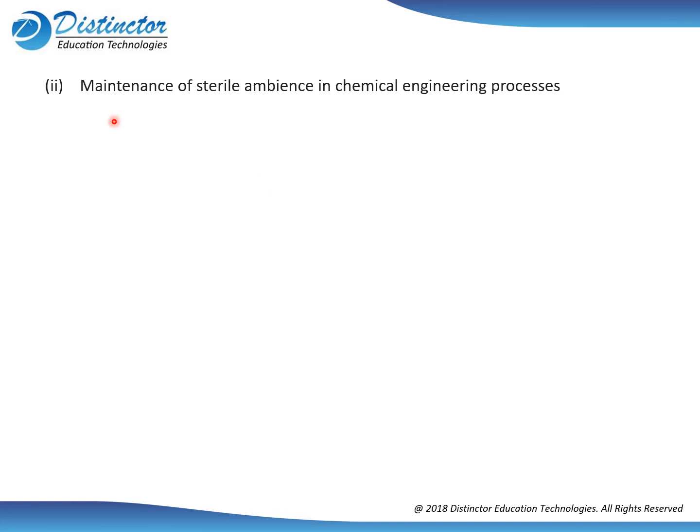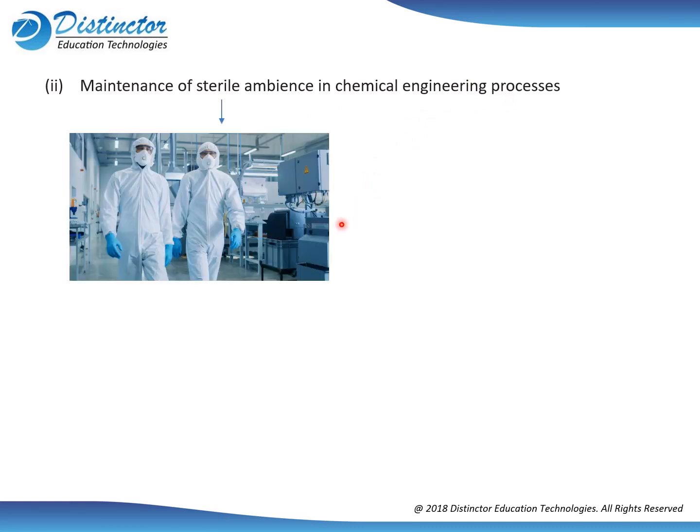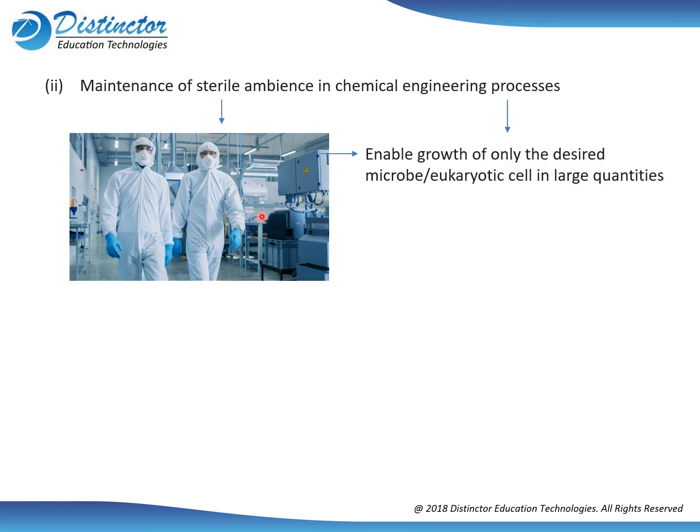The next one is maintenance of a sterile ambience in chemical engineering processes. Whatever chemical engineering process takes place in biotechnology should be in a sterile ambience, because we are altering the DNAs. We are altering the chemicals, so it should be sterile and free from microbes. Then only can the desired DNA or gene be altered. This enables the growth of only the desired microbes or eukaryotic cells in large quantities. That is why we use a sterile environment.